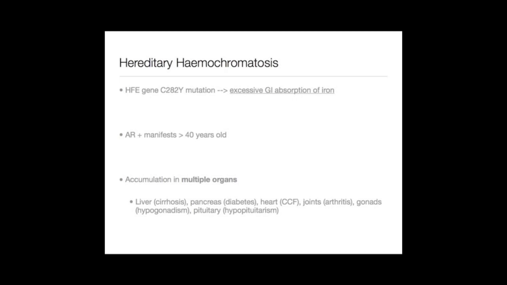years. And again, as with Wilson's disease, it's not just the liver which is affected, but also the pancreas, the heart, the joints, the pituitary, the gonads, and all of these organs, as they get infiltrated with iron, you'll get a particular clinical picture of liver cirrhosis and diabetes, as well as heart failure and arthritis.